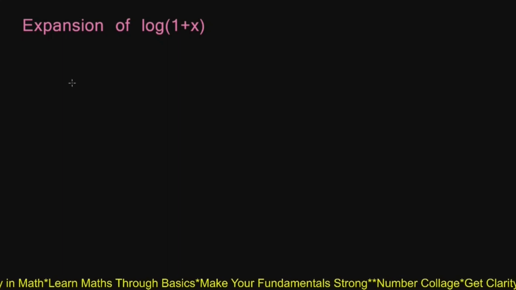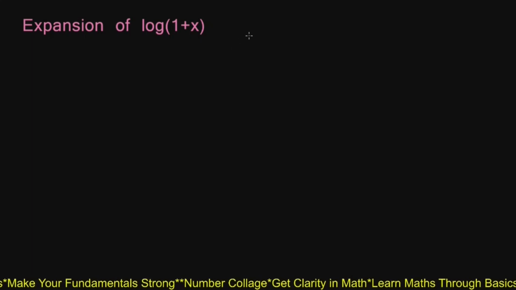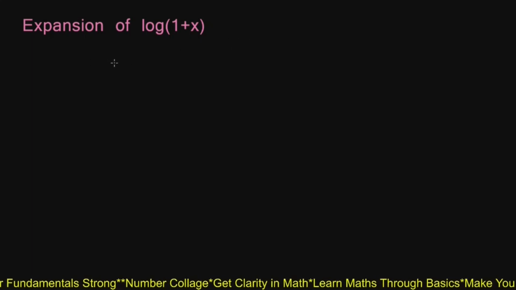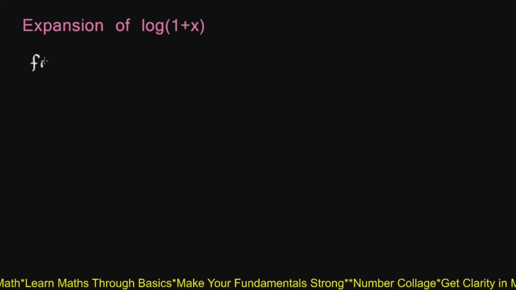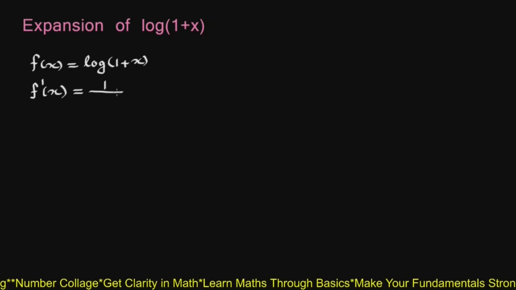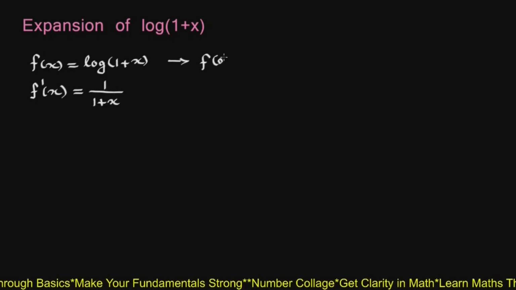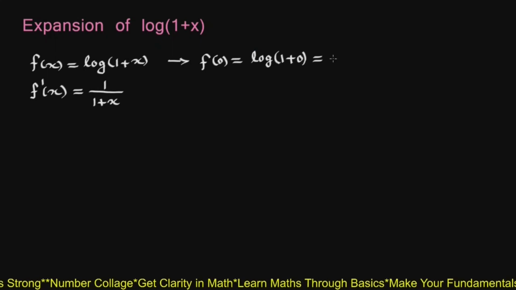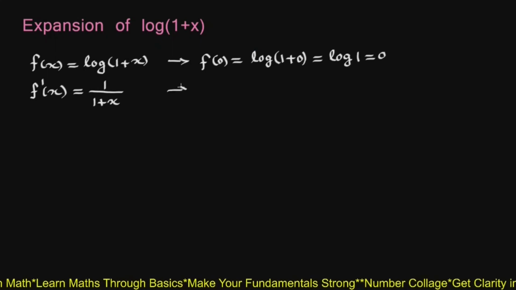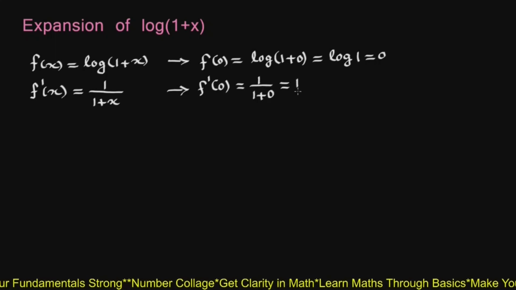In this series on expansion of functions, we will see how to find the expansion of log(1 + x). Now let f(x) = log(1 + x). So f'(x) will be 1/(1 + x). So f(0) will be log(1 + 0) = log 1, which is 0. Here f'(0) will be 1/(1 + 0), that will be 1.